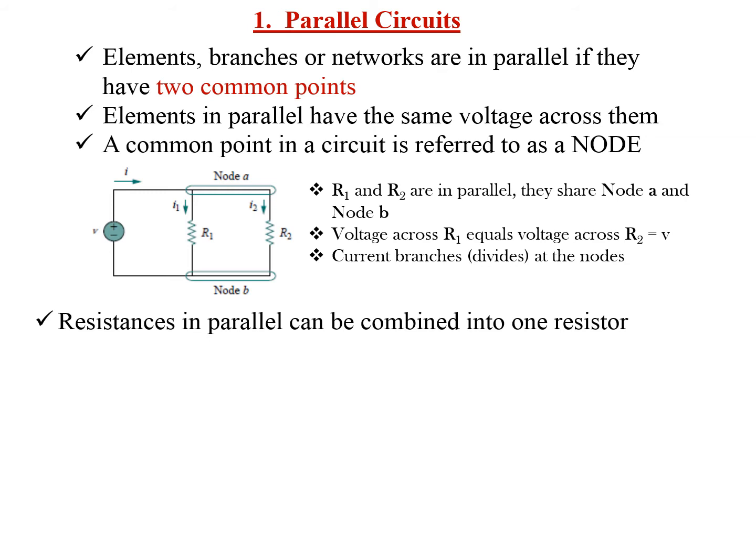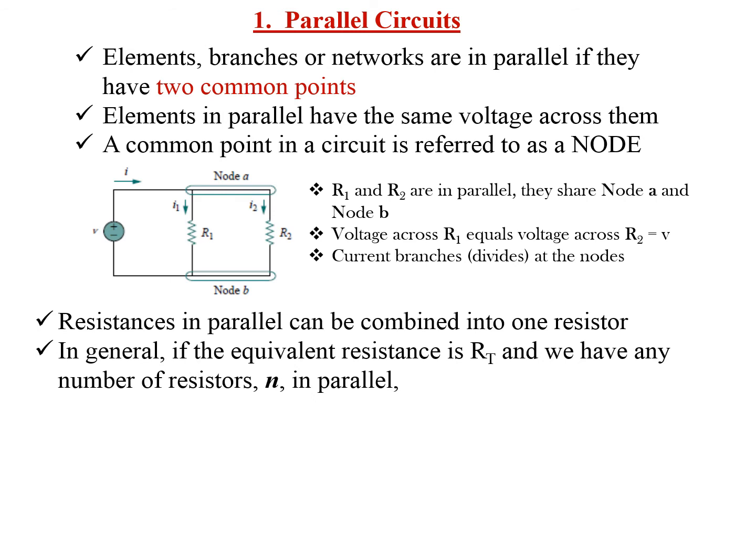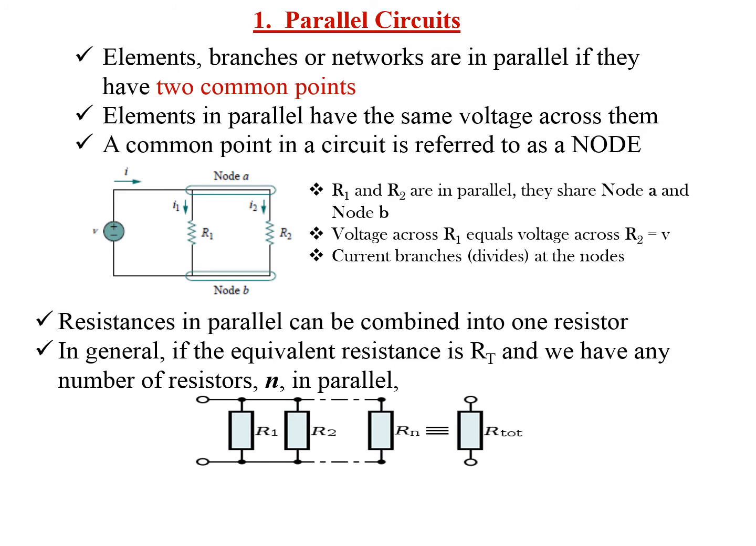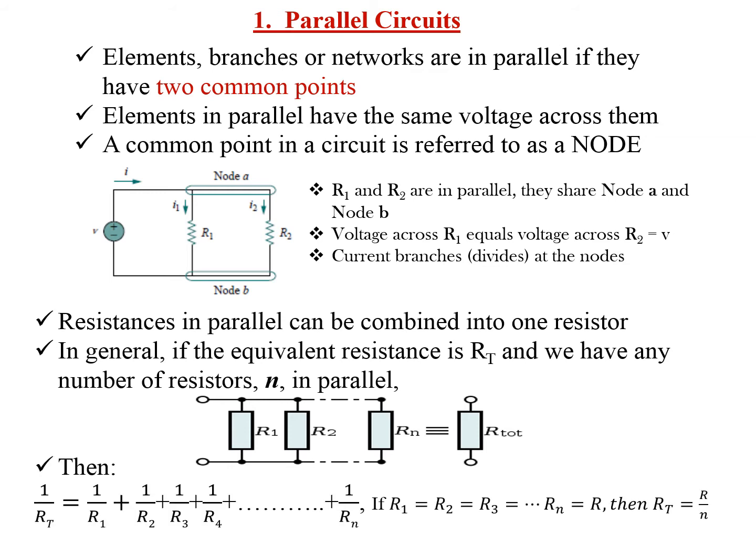Then the resistors, if they're in parallel, can also be combined into one resistor, and we say their equivalent resistor is RT. The number of resistors, we can call N. What it simply means is that you can write an expression for RT, the total resistance of all the resistors that are in parallel to form one resistor. So 1 over the total resistance of all the parallel resistors is equal to the sum of the inverses of all the resistors that are in parallel.